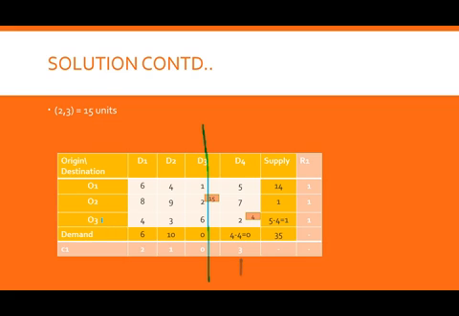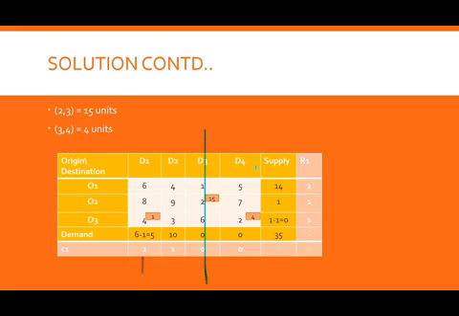So I'm making an allocation at 3, 4 with 4 units. 3, 4 with 4 units. So this column is gone and this column also is gone. Now recompute the penalties. So 6 and 4, difference is 2.